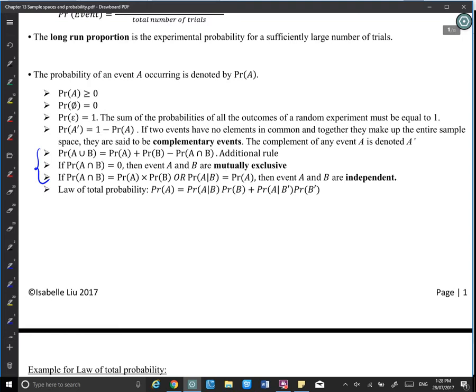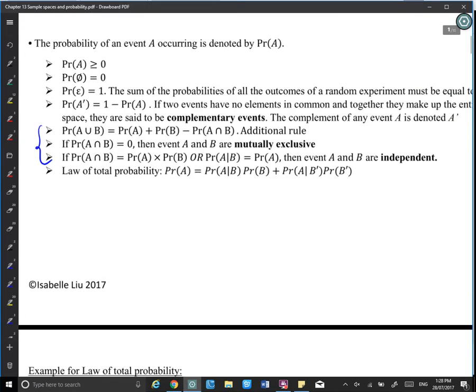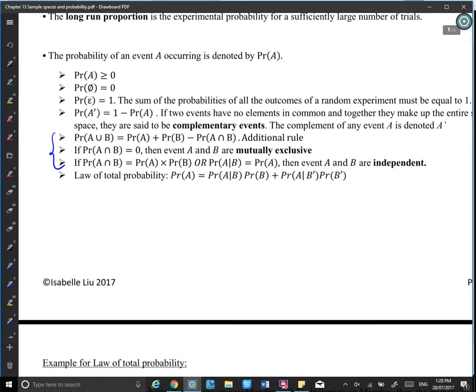Next one is independent. It's all definition here. Okay, independent. Independent will be probability of A intersects B equals probability A times probability B. Independent events means the occurring of event B doesn't affect the probability of A occurring. So it doesn't matter whether B happens or not, A will always have that same probability.